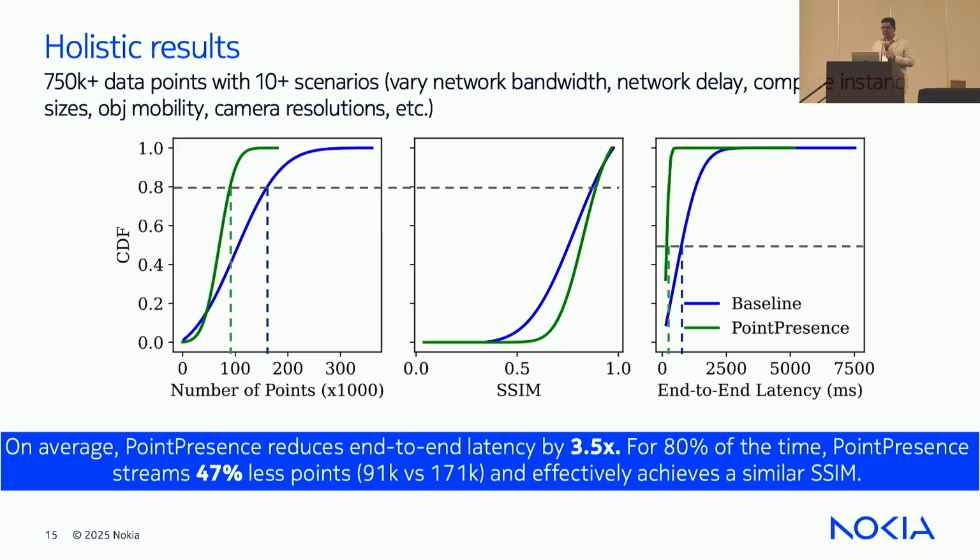So we do experiments with more than 10 scenarios with different network bandwidth, different network delay, compute instance size, meaning different numbers of CPU cores and different sizes of the GPU by using MIG to scale the GPU resources up and down, with an object walking in the scene or not walking in the scene, and different capture camera resolutions. We find that on average, PointPresence can reduce end-to-end latency around 1.5 times, and for 80% of the time, PointPresence streams 47% fewer points because we select cameras and only send points from the selected cameras to the end user, and we achieve a similar SSIM to the baseline.